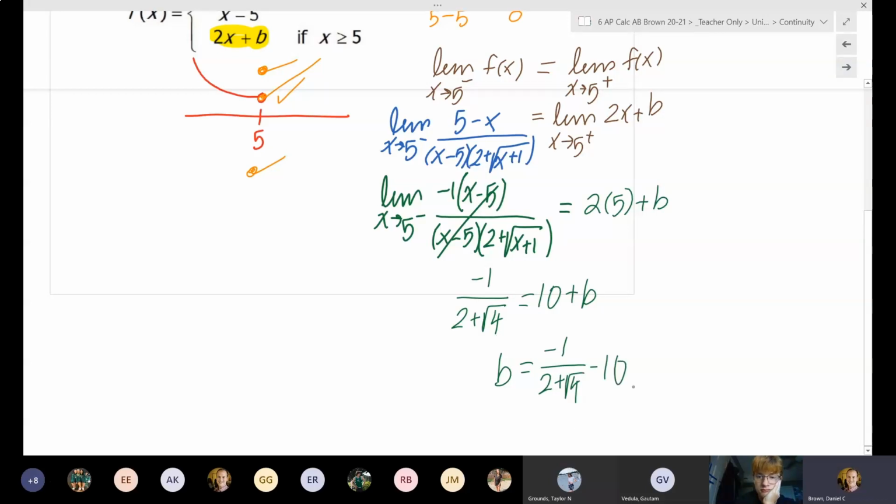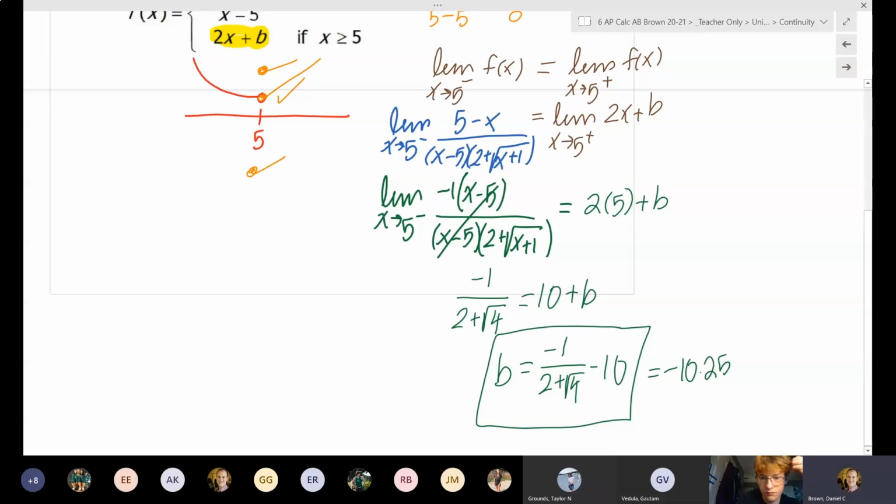Again, I am perfectly okay with ugly answers. I know most of you hate ugly answers like that, but we can leave our answer like that. If you really don't like it, then we have -10 minus another 1/4. And that's the same as saying -10.25 as well.